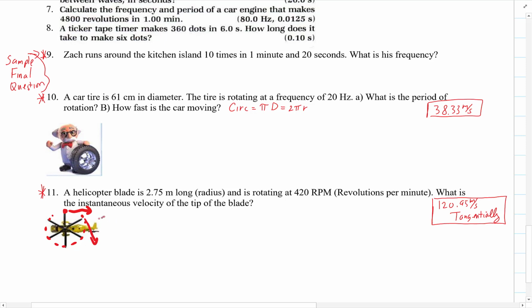It's not going radially away or radially towards. It's going tangential. Anyhow, good luck. Have fun.